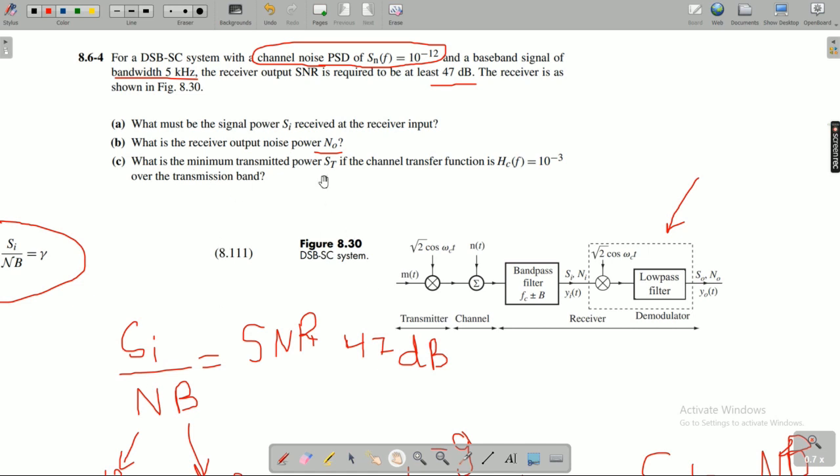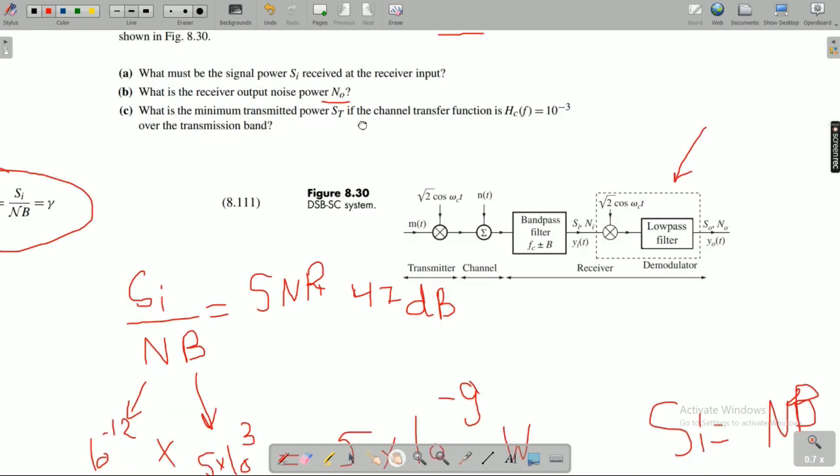So we have calculated part B at the start, which is N multiplied by B, and this is part A. Moving to part C: what is the minimum transmitted power St if the channel transfer function is Hc of f equal 10 power negative 3 over the transmission band.